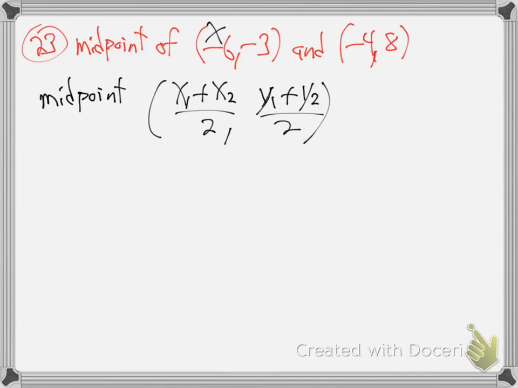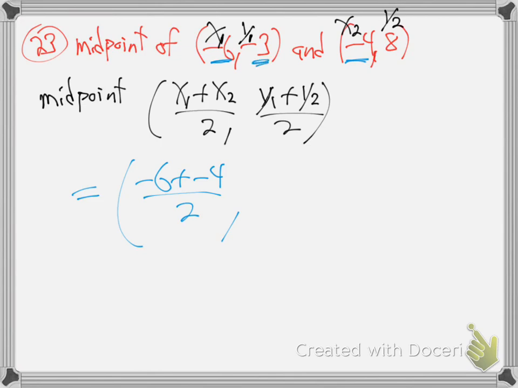This is x1, y1, x2, y2. So the midpoint is going to be negative 6 plus negative 4 divided by 2, the two x values added, and then the two y values, negative 3 plus 8 divided by 2.